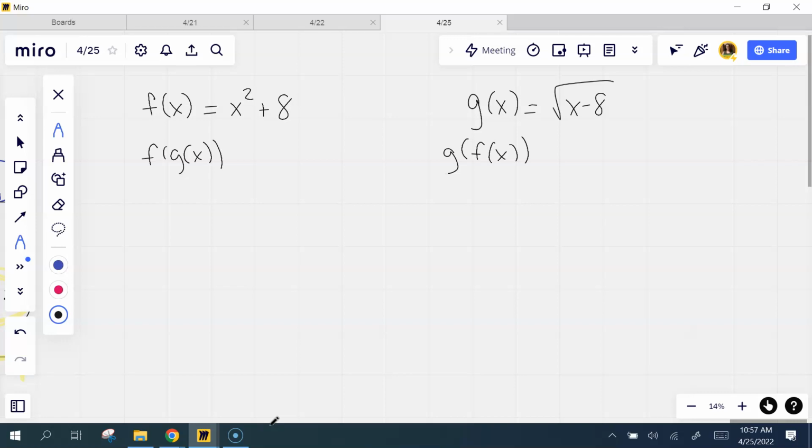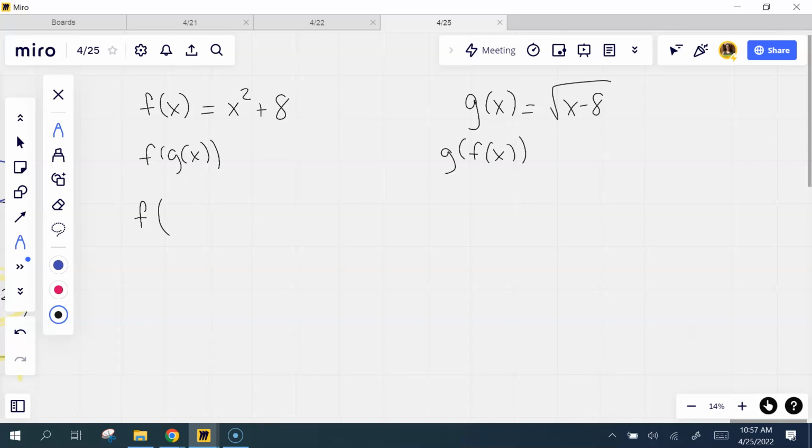All right, let's do the first one. F of g of x, so I'm going to replace inside because I'm going to work inside out, right? So f of the square root of x minus 8. Okay. Remember, think about this x being in parentheses. It'll make it a little bit easier for you as you go. So this would be the square root of x minus 8 squared plus 8. Everybody on board? Everybody see where that came from?